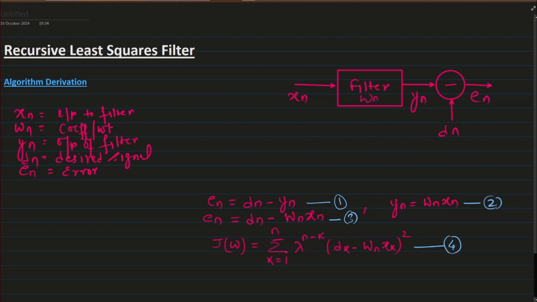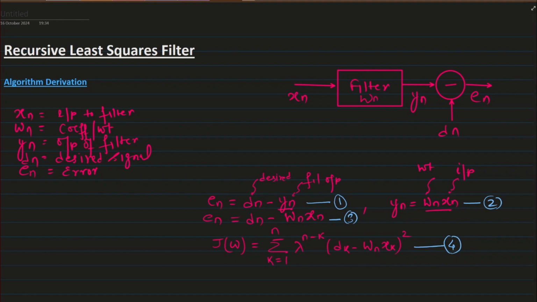In this section, we will derive the algorithm for the recursive least squares filter. What we have seen so far is that the error is given by the subtraction between the desired signal and the filter output. And the filter output in turn is nothing but a dot product between the weight or the coefficient of the filter and the input to the filter. So we take this and we substitute here. So what we get in error is d(n) minus w(n) x(n), that is equation 3.